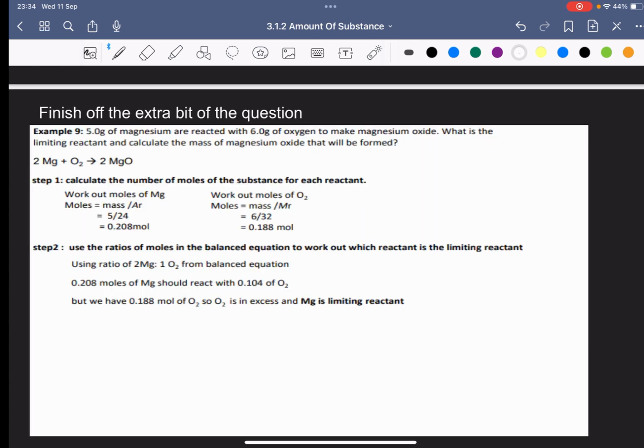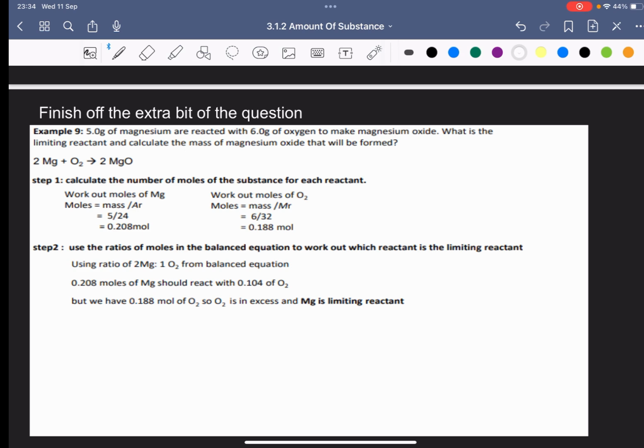Okay, so here's the question that we just did. There's a little bit extra that I left out that we can now try finish off. Now that we know that the magnesium is the limiting reactant, we can use the molar ratio between magnesium and magnesium oxide to work out the mass of magnesium oxide we'd expect to make.